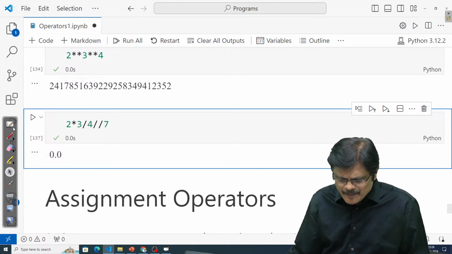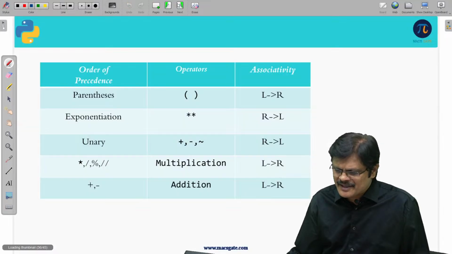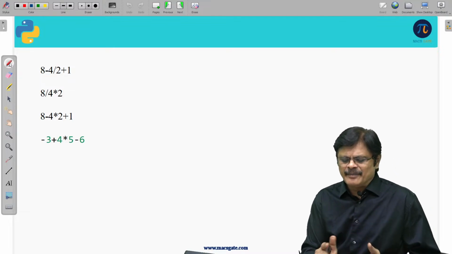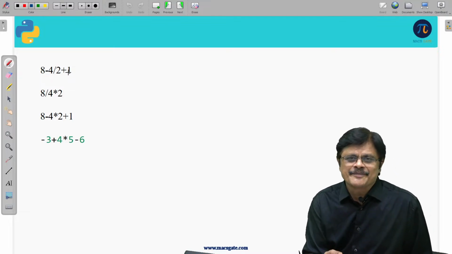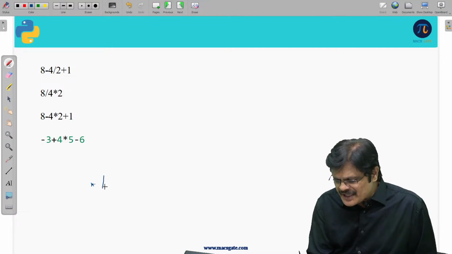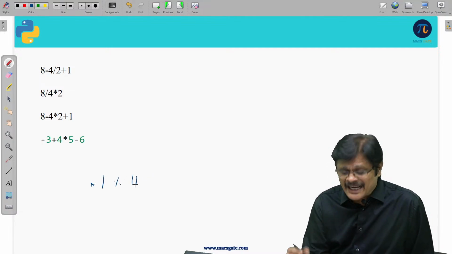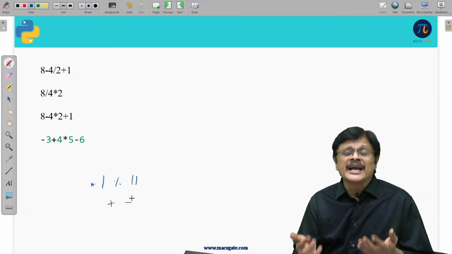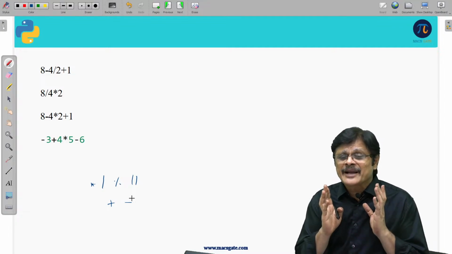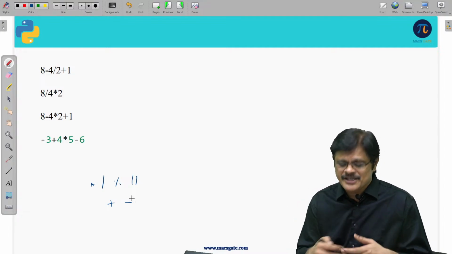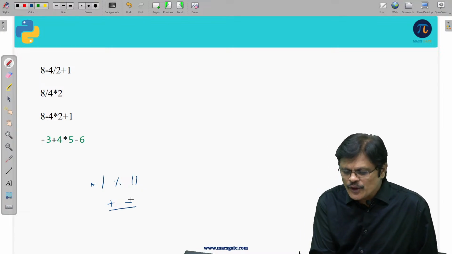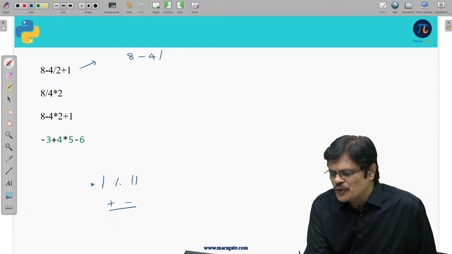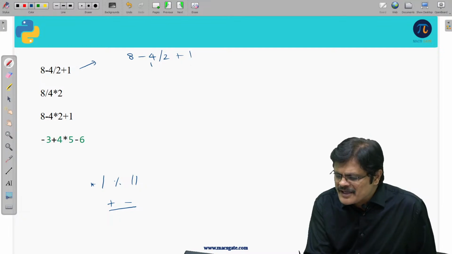I think we have some problems. Let us try these problems. For example, if you have this question, what is the answer? 8 minus 4 divided by 2 plus 1. If you observe, multiplication, division, percentile and floor division have higher precedence than addition and subtraction. So whenever you have multiplication and addition operators, first the multiplication operators are performed, then the addition operations. Addition means plus and minus. So in this case, 8 minus 4 divided by 2 plus 1, first this one will be done.